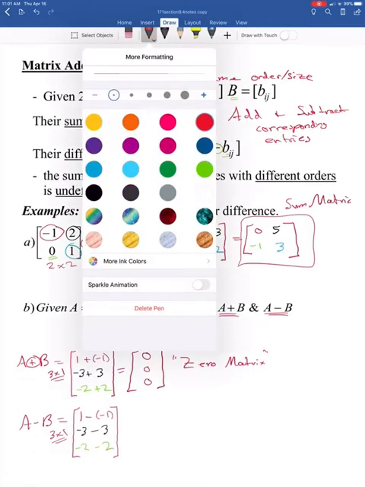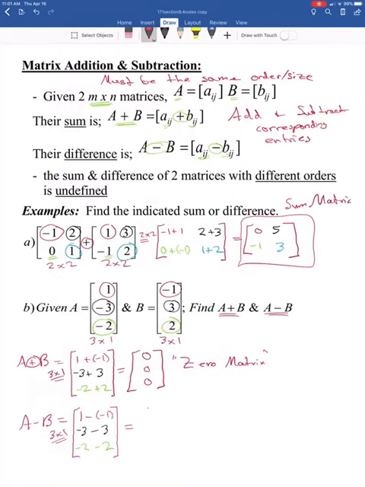So as we find the difference, we come up with 1 minus -1, that's 2, right? -3 minus 3 is -6. -2 minus 2 is -4. Right? So there's our difference matrix. So there's the difference of those two matrices.